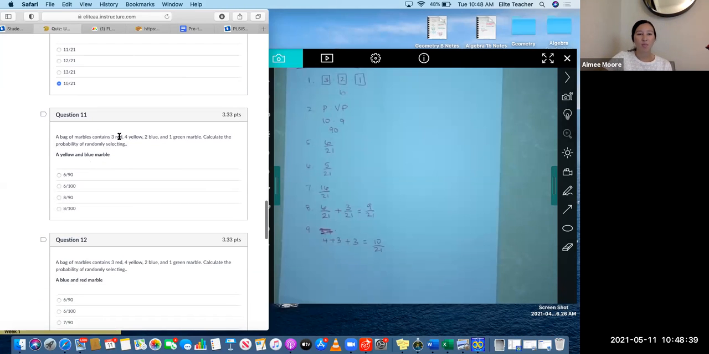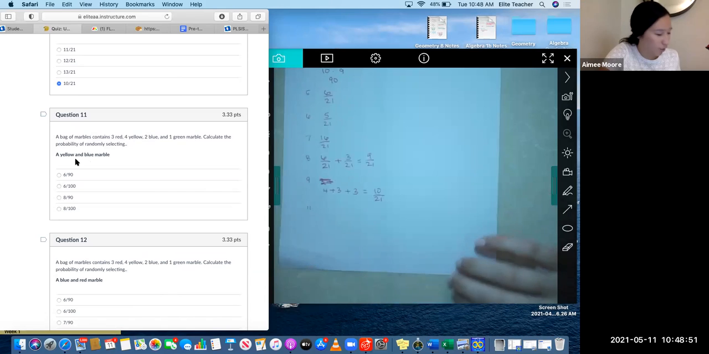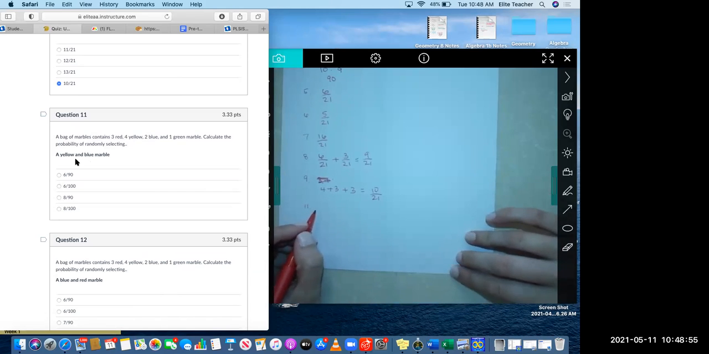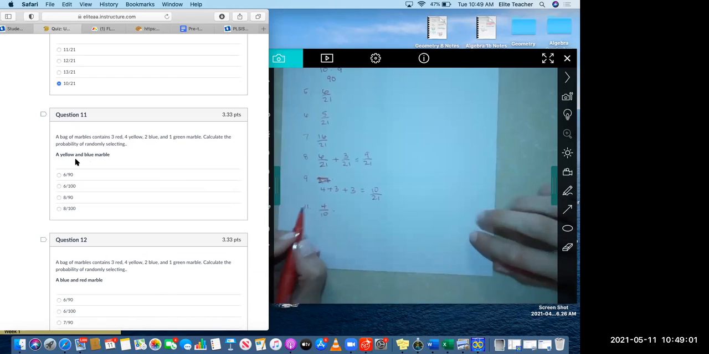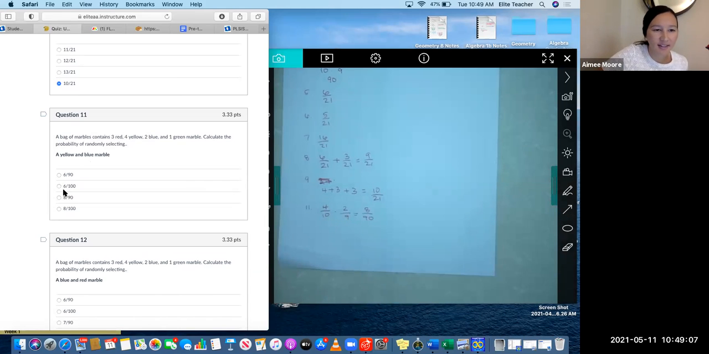Okay, now we have our marbles. We have 3 red, 4 yellow, 2 blue, and 1 green. So what's the probability of selecting a yellow and blue marble? 8 out of 90. How did you get that? Well, first it'll be 4 over 10, and then 2 over 9. Excellent. Which gives us 8 out of 90.